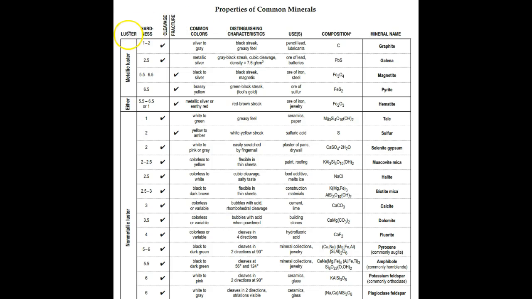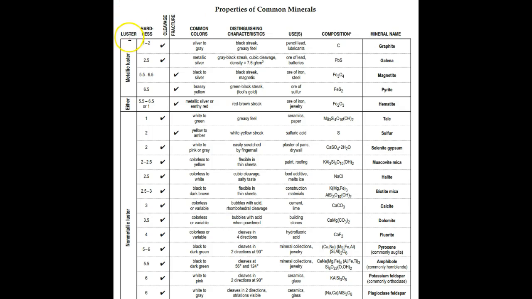We have the luster, the hardness, the way a mineral breaks, whether it demonstrates the property of cleavage or fracture, common colors, distinguishing characteristics, the uses for the mineral, the chemical composition of the mineral, and then finally the mineral name. Let's start with the luster.